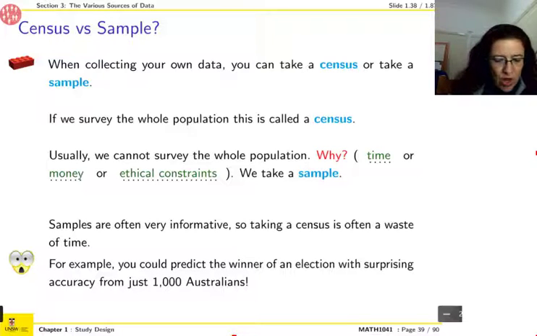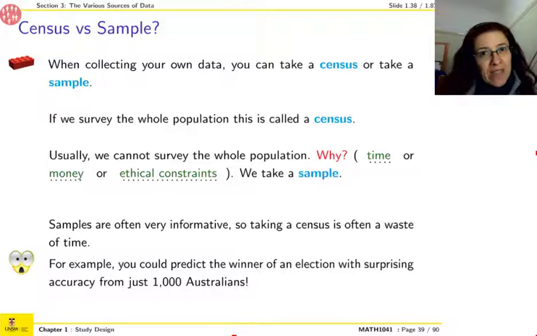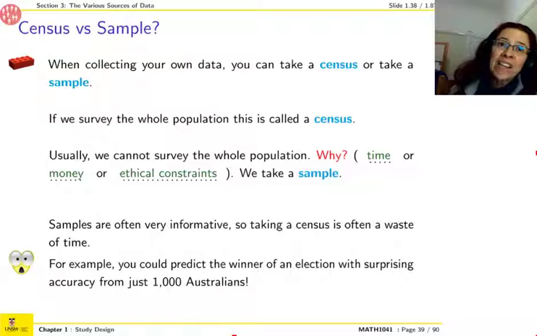So another reason why we take a sample is that if you collect the data correctly, samples can be very informative. And an example of that is when you look at the opinion poll, you can predict the result of the election very accurately, provided that you really took a random sample. You didn't ask your friends or just a specific group of people, and provided the people didn't lie when they answered. And that sometimes happens.